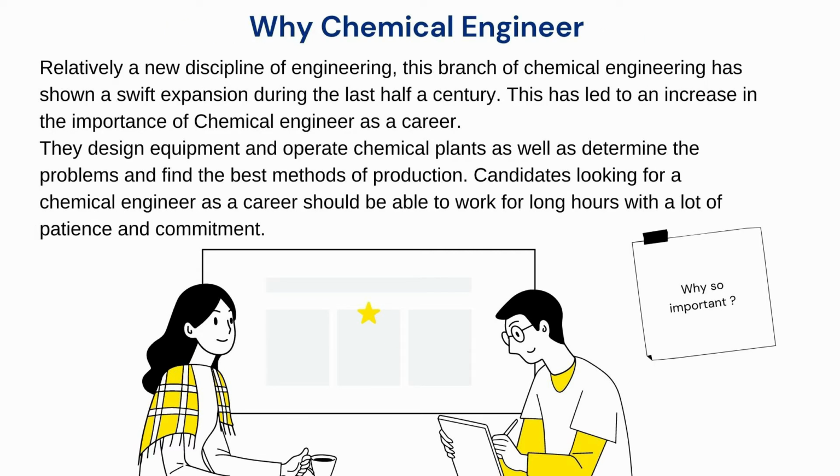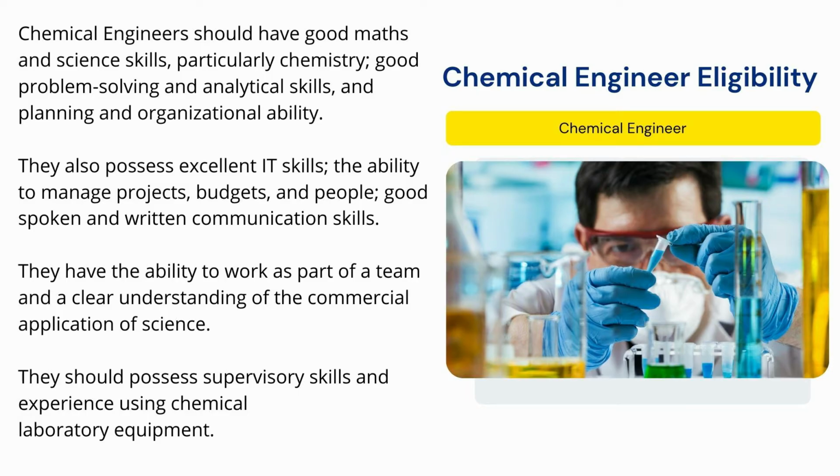Why chemical engineering? Relatively a new discipline of engineering, this branch has shown a swift expansion during the last half a century. This has led to an increase in the importance of the chemical engineer as a career. They design equipment and operate chemical plants as well as determine the problems and find the best methods of production. Candidates looking for chemical engineering as a career should be able to work for long hours with a lot of patience and commitment.